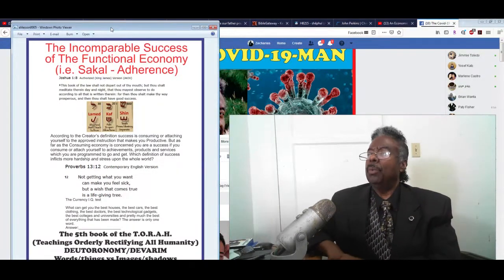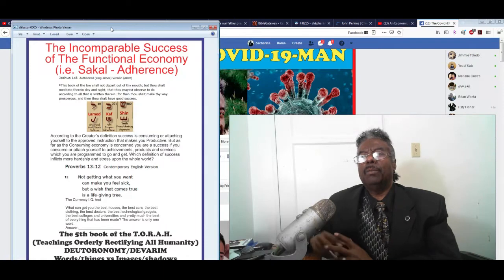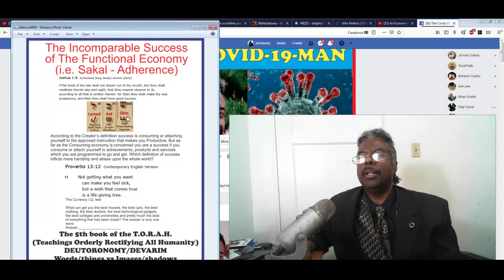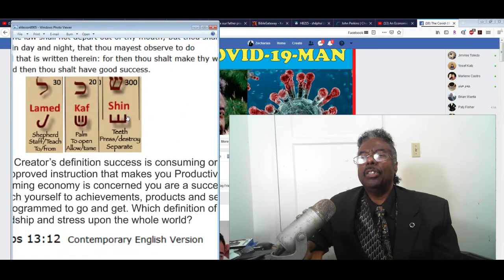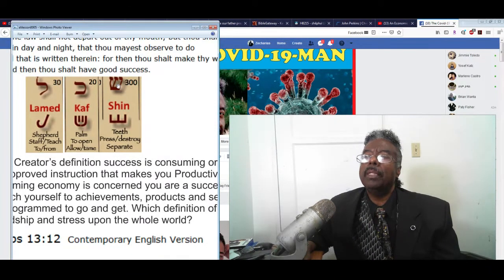Now, the word success comes from the following letters, and I put it here: Shin, and then Kaf and Lamed, okay? Shin is the picture of teeth here in the pictorial. This is how you write it in the modern Hebrew alphabet.